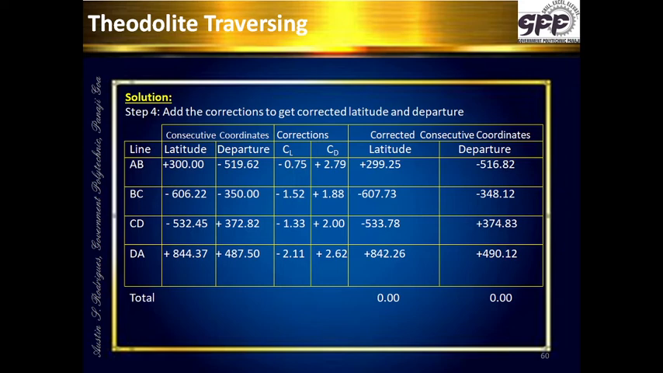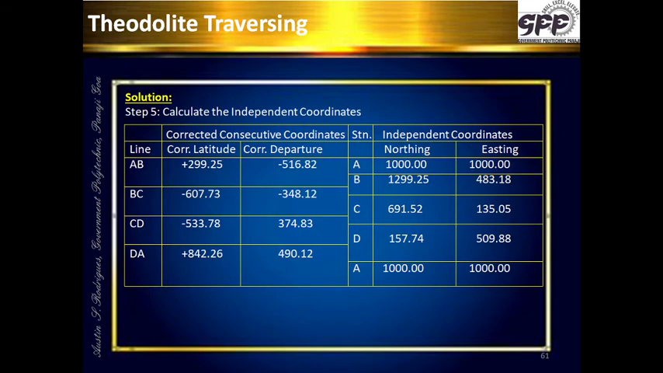Since there are some values which are negative, some which are positive, we will try to get everything on the positive side by taking a very high value which has already been given to us as the coordinate of A as far as northing and easting is concerned. So we are taking here lines AB, BC, CD, DA. Their corrected latitudes and departures have been written here. Now independent coordinates for northing and easting. For the point A, it has been given as 1000 and 1000.